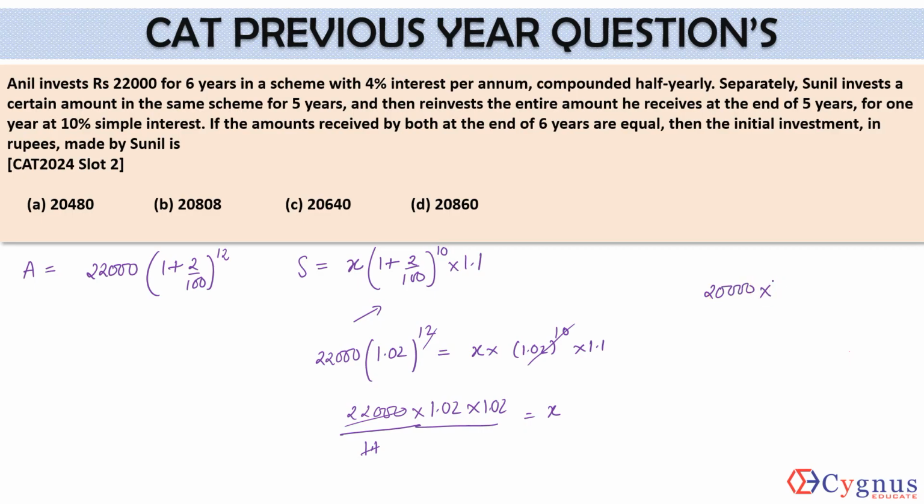20,000. What is 1.02 square? 1.02 square is 10404 with a decimal point. So 1.0404. When you multiply it by 20,000, you should get 20808. The answer is the second option.